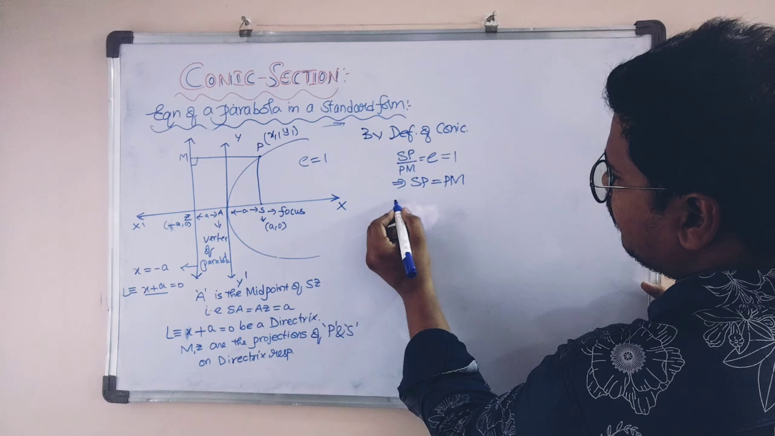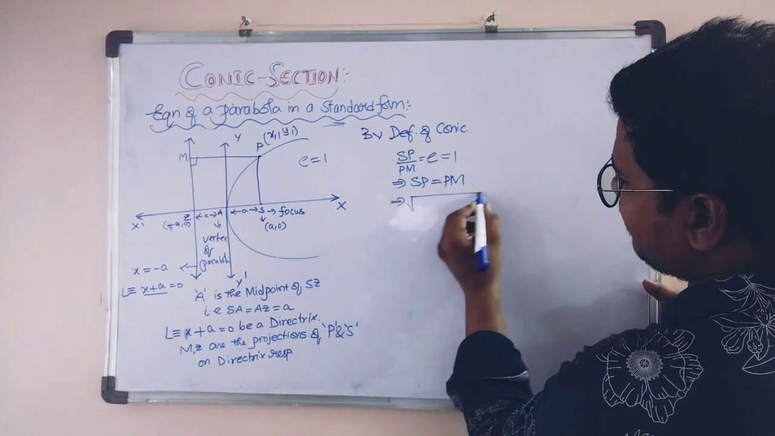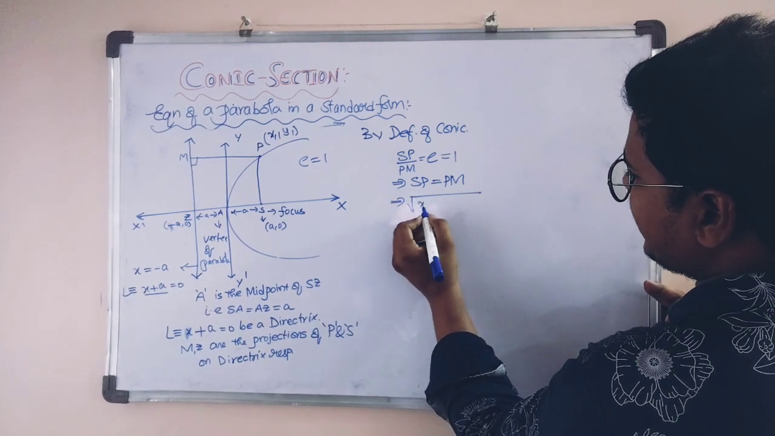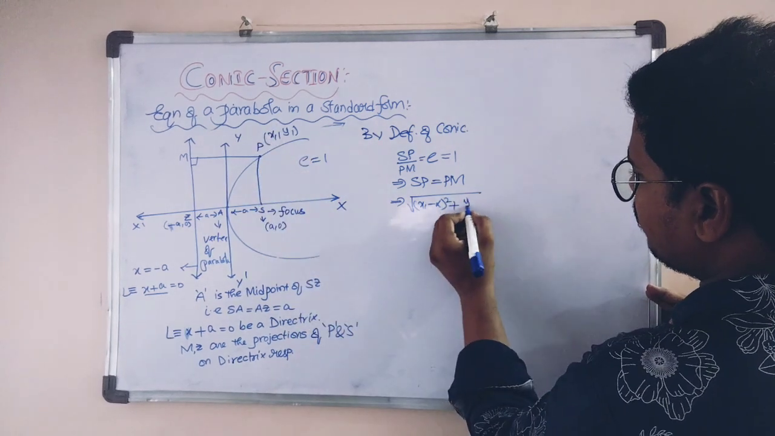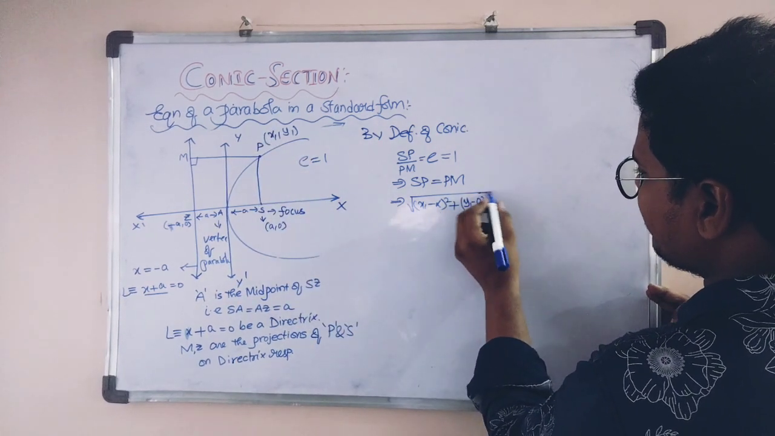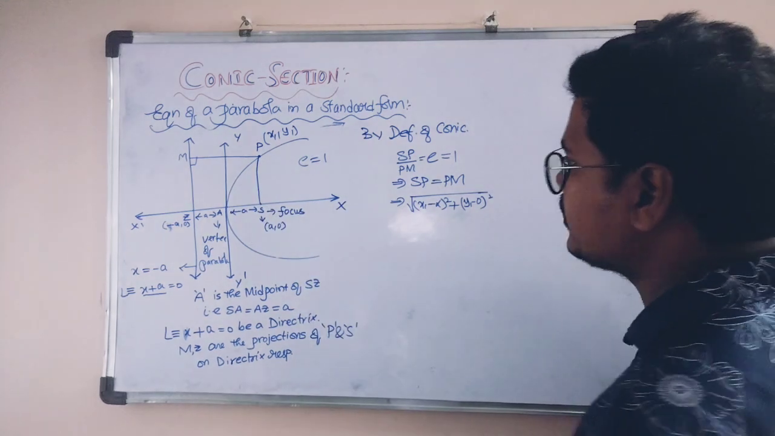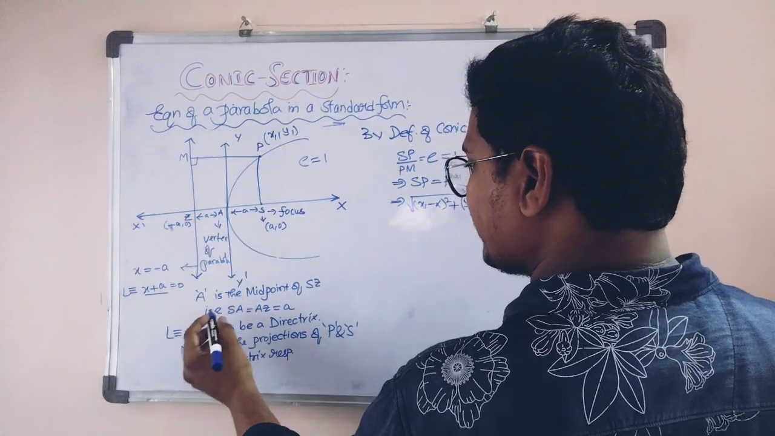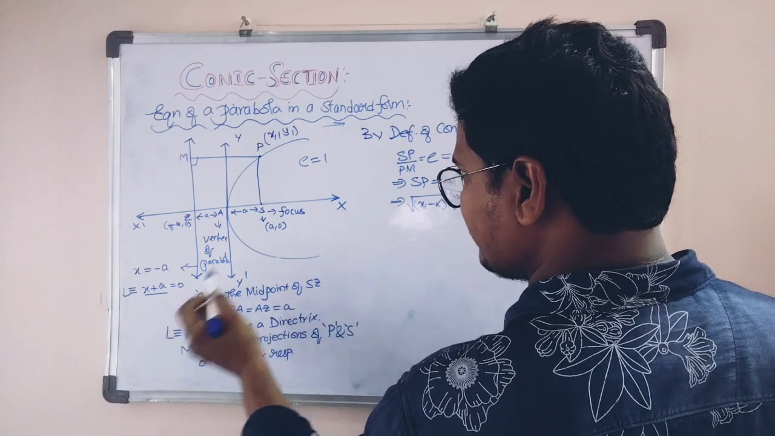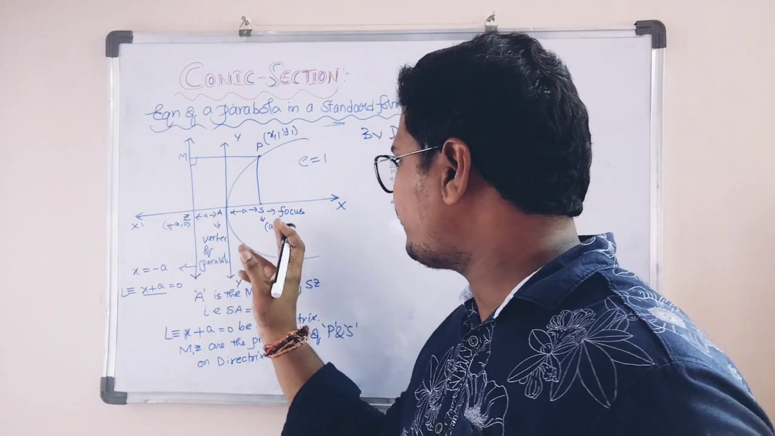The distance between S and P, what will you receive? Root of x1 minus alpha whole square plus y1 minus 0 whole square. Why? Because a comma 0 is a point on the x-axis. And here I forgot to tell one thing. Here A is the midpoint of S and Z.